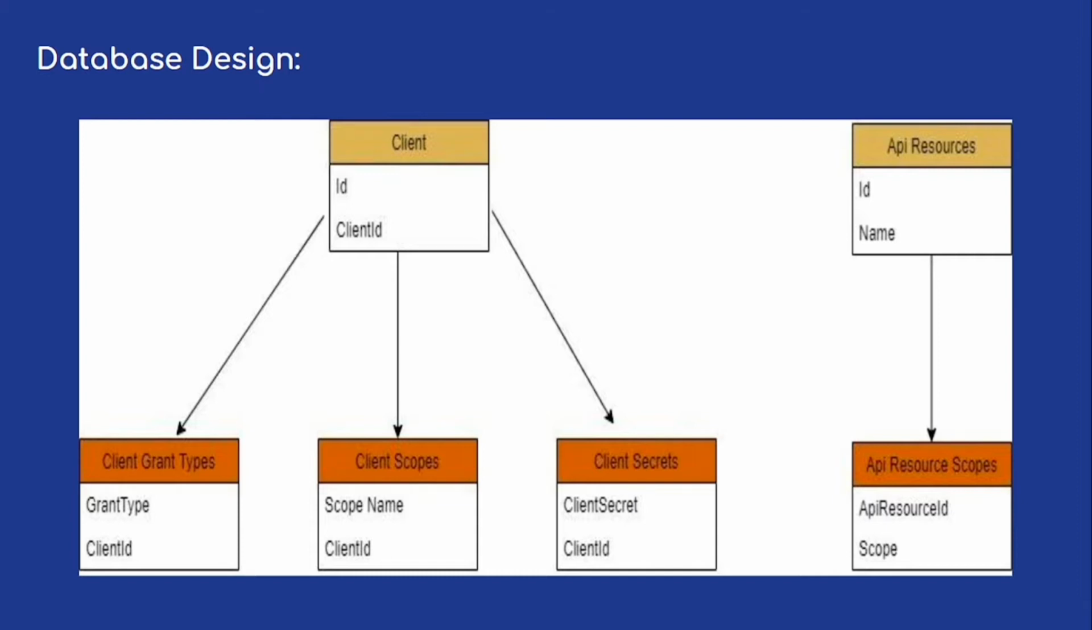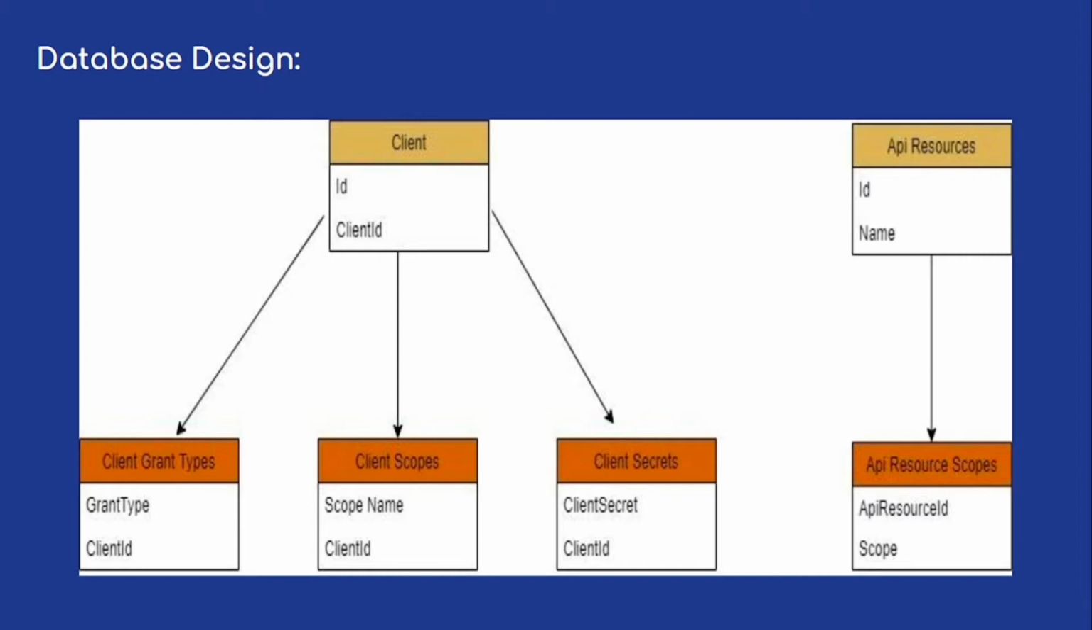One more thing to understand is that the API resource is optional. If you don't have this table, that's also fine. But API scopes are mandatory, because identity server matches the scope name in the client scope table with the name of the scope in the API resource scope table. So you can use a single API resource scope table or you can use both. You cannot sustain with only the API resource table; it must depend upon the API resource scope. That's about the table structure.